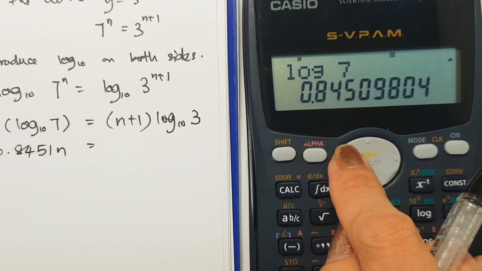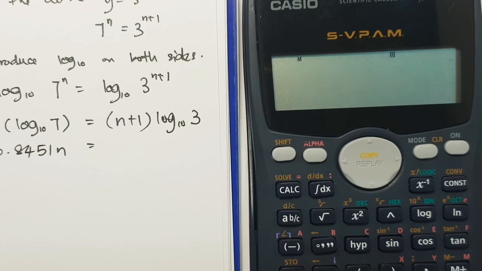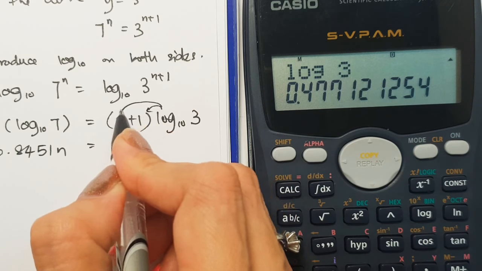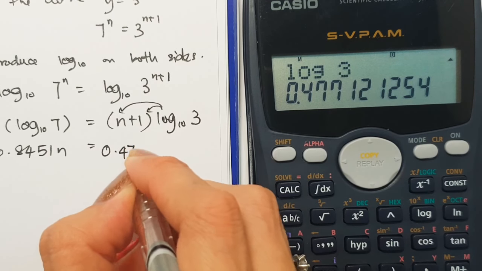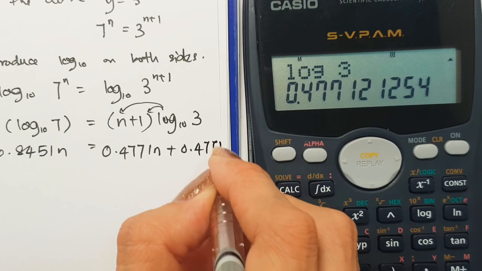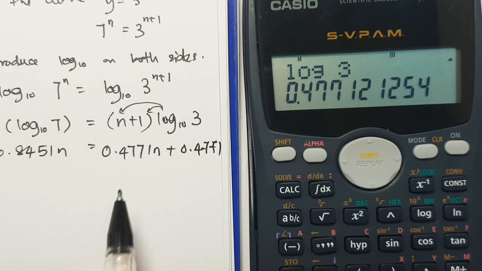And next, we will have log base 10 of 3 on the other side. So that will be 0.4771. At the same time, we multiply this one in. We will have 0.4771n plus 0.4771. Okay, next, what do we do?